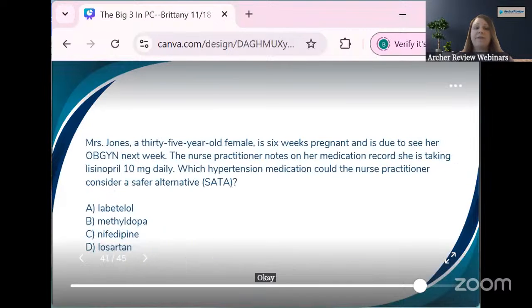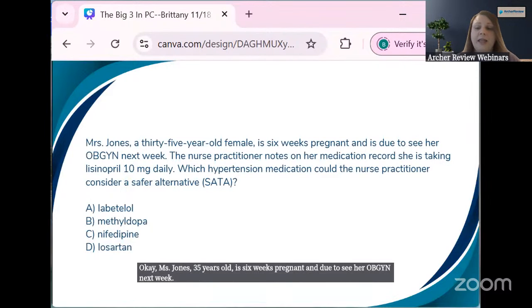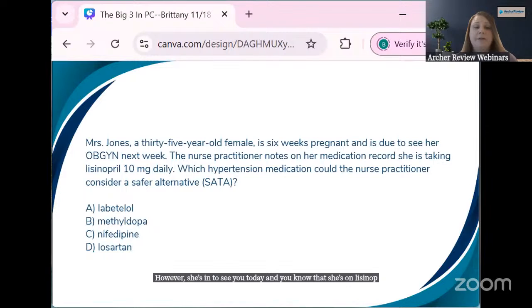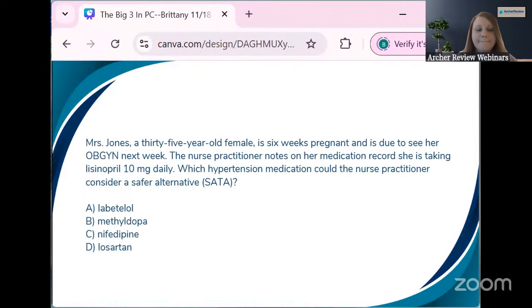Okay, Miss Jones, 35 years old, is 6 weeks pregnant and due to see her OBGYN next week. However, she's in to see you today, and you note that she's on lisinopril. Which hypertension medication could you offer as a safer alternative? Select all that apply.